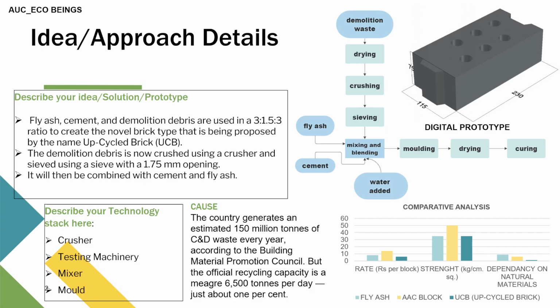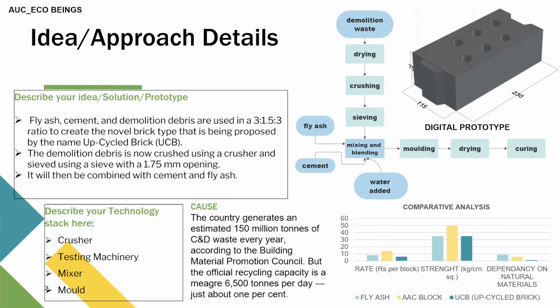Then moving to the comparative analysis, here we'll be talking about three types of bricks that are fly ash, AAC blocks, and our UCB bricks. So the first comparison is with the rate, and as we can see, the most expensive brick is the AAC block, and the least expensive is our UCB bricks, which will cost around 4 to 4.5 rupees per brick.